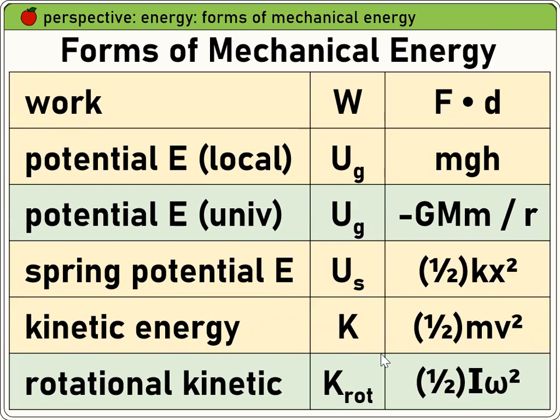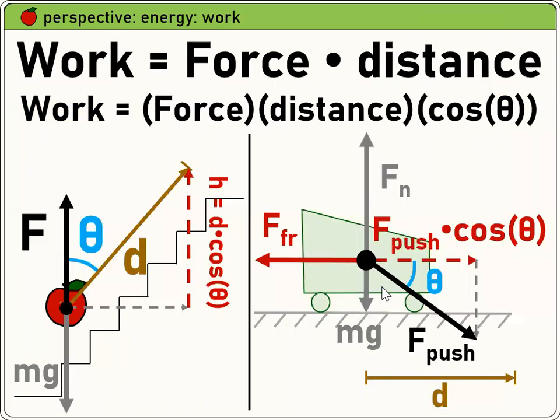Energy in motion, kinetic energy, 1/2 mv squared. And if something's rolling, rotating, well, there's also energy associated with rotating. That's 1/2 I omega squared. Right, you guys get there? Forms of mechanical energy, you want to know those, and then maybe you don't have to study the universal potential energy as much because that one's not going to show up in the exam.